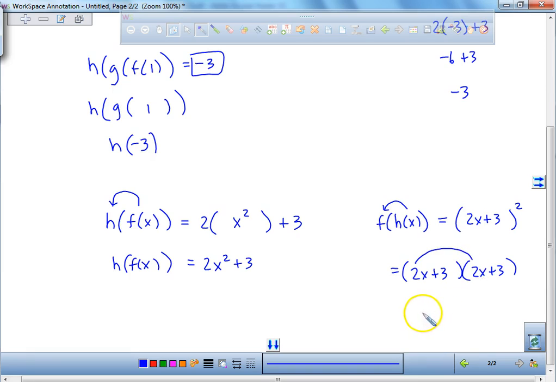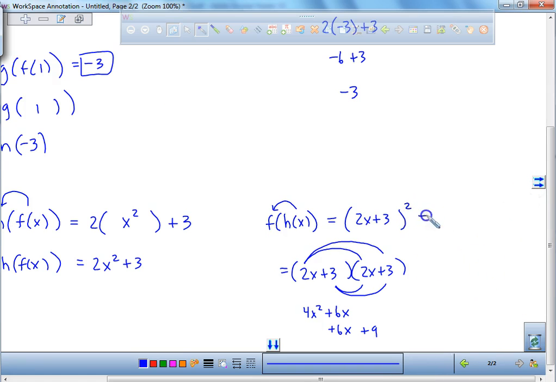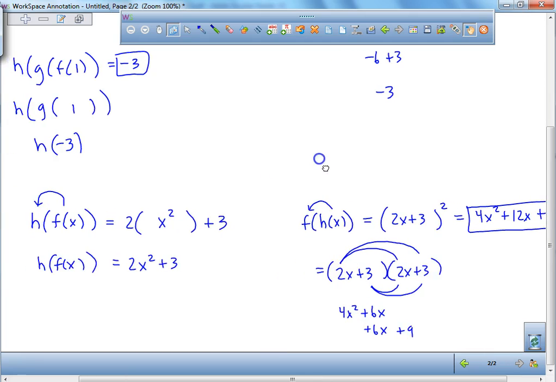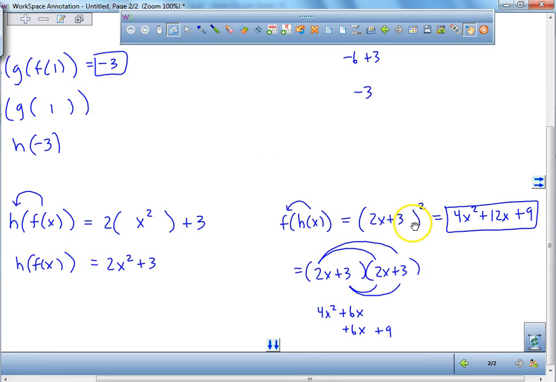So 2x times 2x is 4x squared. 2x times 3 is 6x. 3 times 2x is another 6x. 3 times 3 is 9. So what would be our, quote, final answer for what is f of h of x? You would say 4x squared plus 12x plus 9. That would be the final answer for what is f of h of x. Okay?